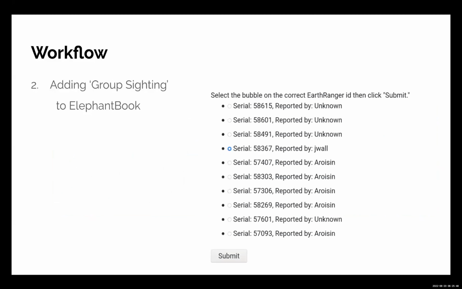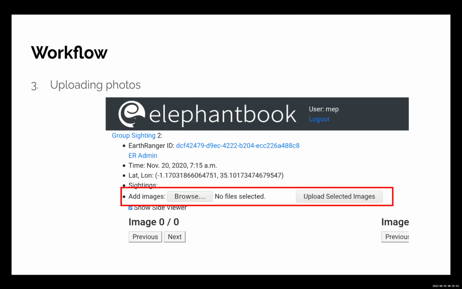And then they go in and they add a group sighting to Elephant Book. So that means you take in something from Earth Ranger and you say, okay, yep, it was this sighting reported by whomever. And then they upload photos for that sighting. So now these are individual photos. And the protocol we use is that they go out in the field, they see a group of elephants. They try to photograph one individual at a time. So they'll take multiple images of an individual, trying to capture each ear really clearly.